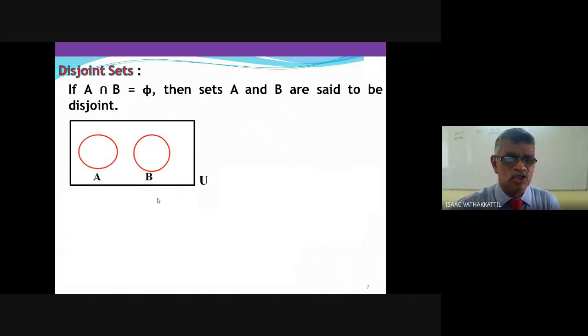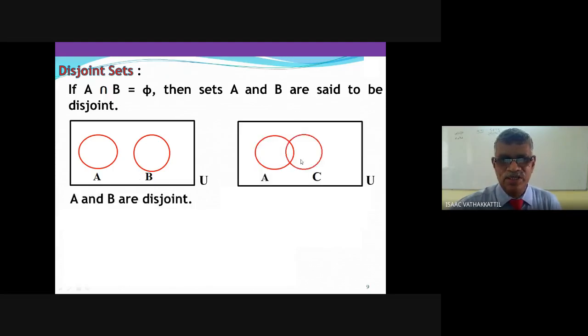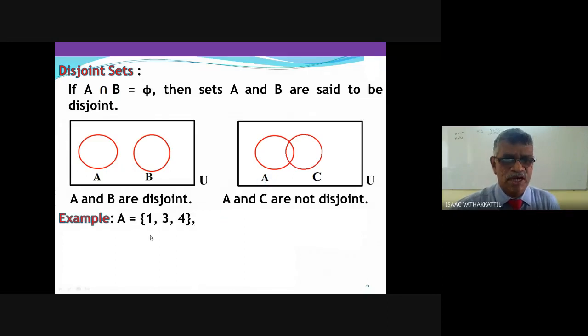We can represent disjoint sets like this. No intersection. They do not have any common portion. Whereas if you have A and C here, we will see that there is some portion common to A and C. They are not disjoint. A and C are not disjoint. For example, if A is equal to {1, 3, 4}, B is equal to {2, 7, 9}, and C is {2, 3, 8}.